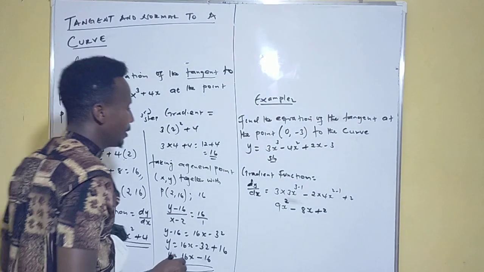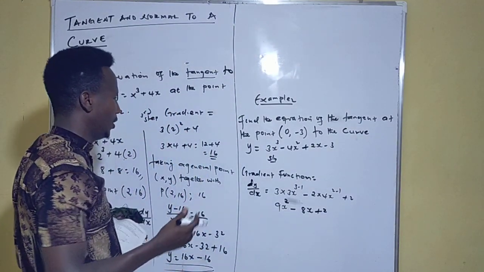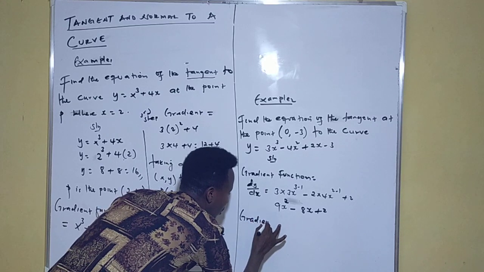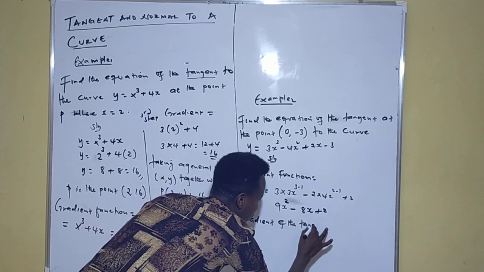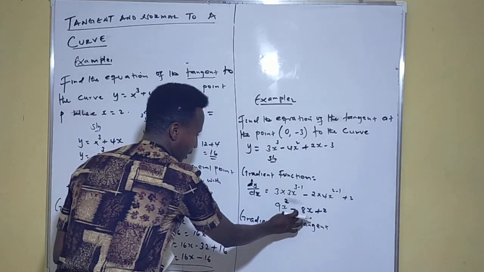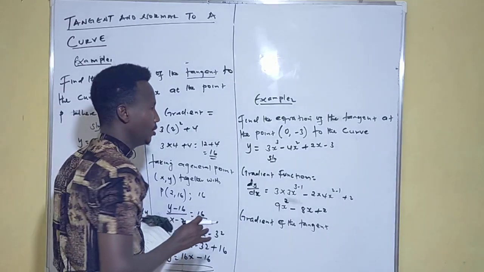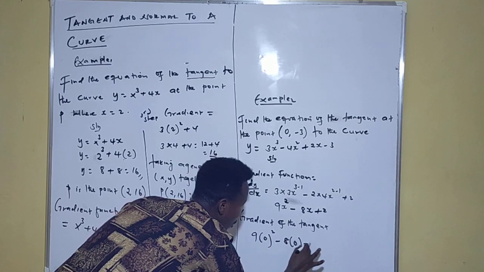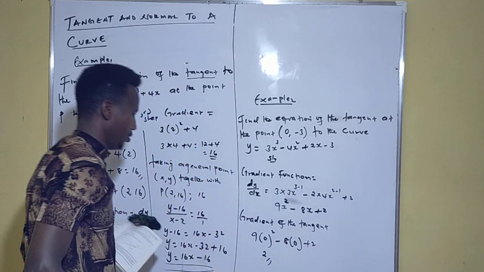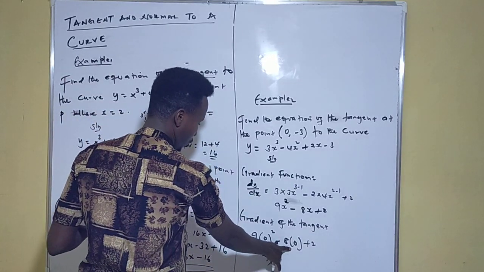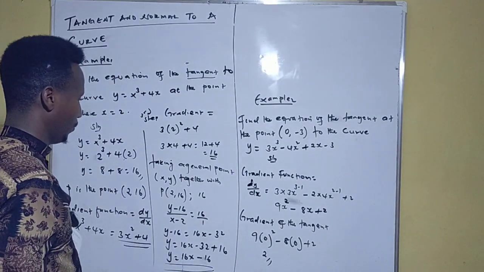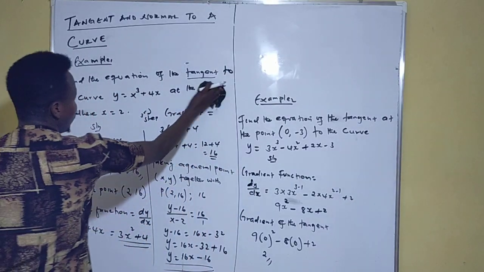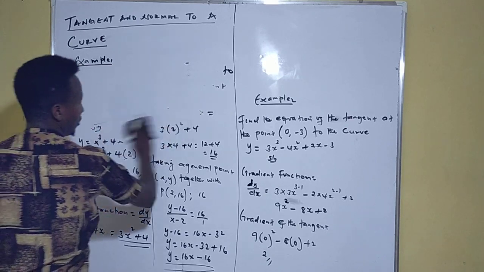Then let me get the gradient of the tangent. The gradient of the tangent is gotten by substituting the x value in the gradient function. So that would be 9 into 0 squared minus 8 into 0 plus 2. Obviously, this would be 2, because from here you're going to get 0, here also 0. So you'll have 2 for your information. So after getting the gradient of the tangent, remember you have the point, so you can get the equation. Let's solve it here.